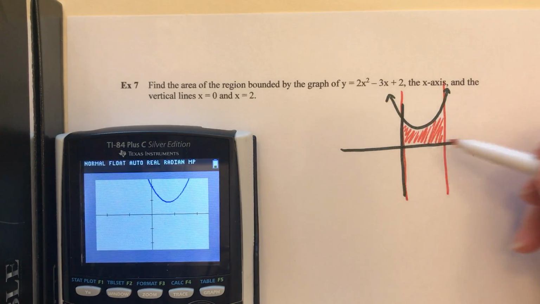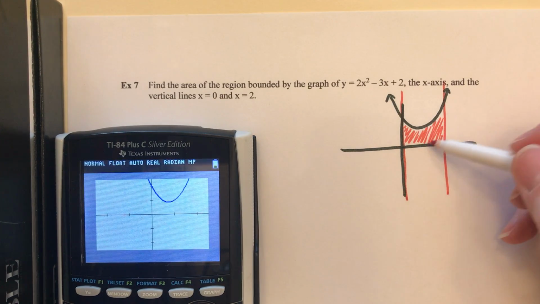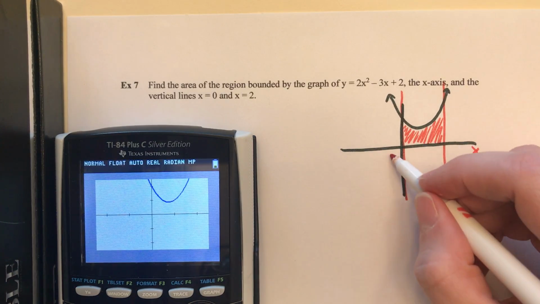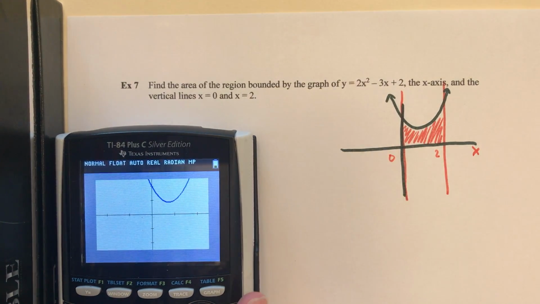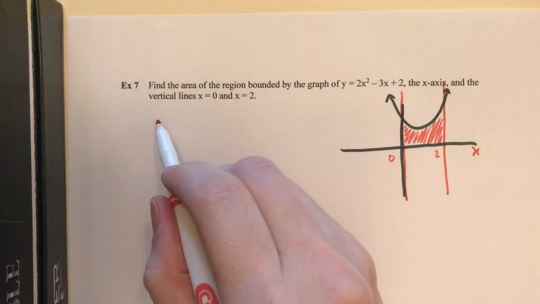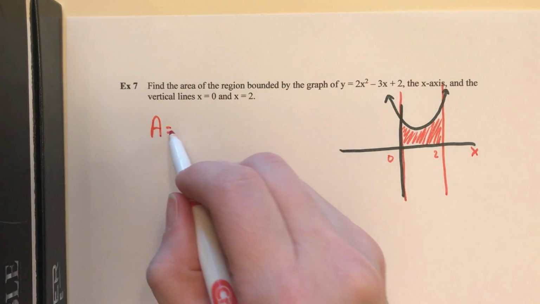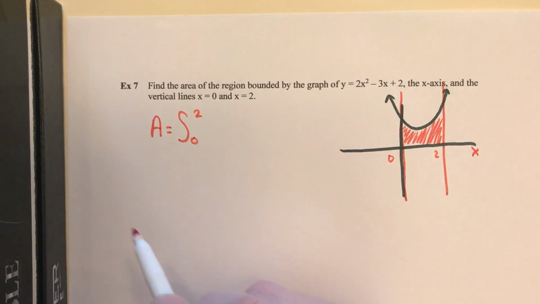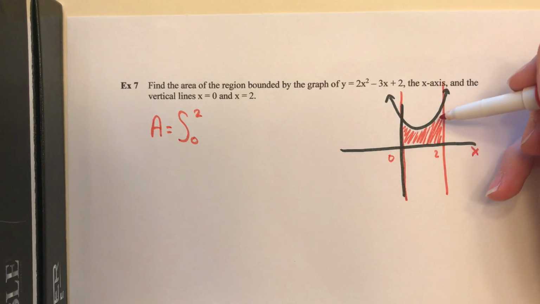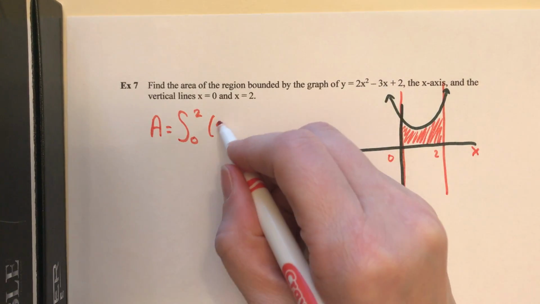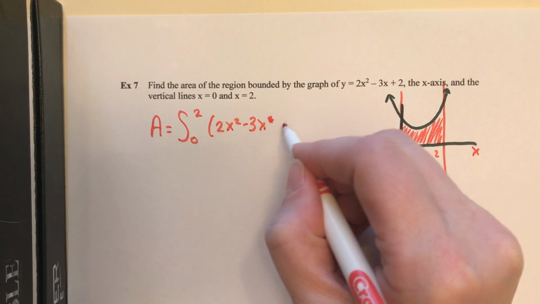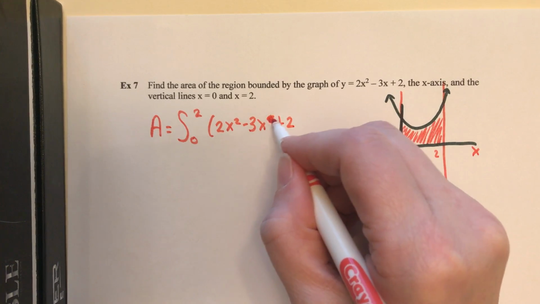So what we want to do is find the area of this region, and I actually know my starting and my ending point. It's 0 and 2. So I'm going to set up an integral that goes from 0 to 2, and the area under the curve. So the curve is this equation right here, 2x squared minus 3x plus 2. That's not anything there. I'm crossing that out.